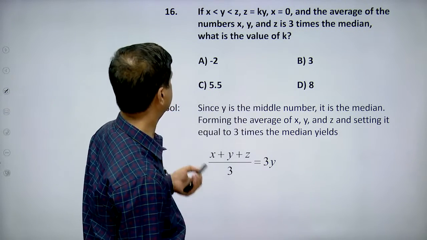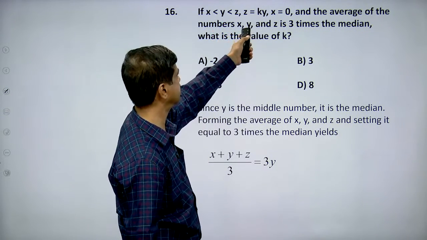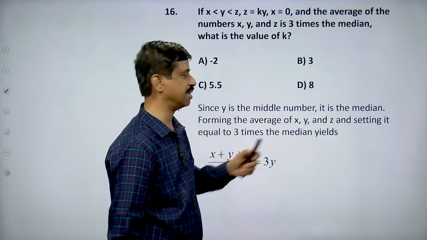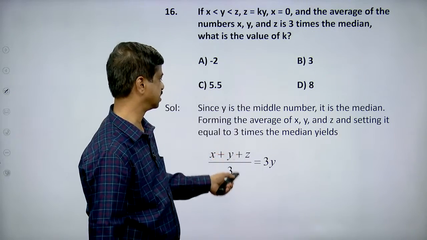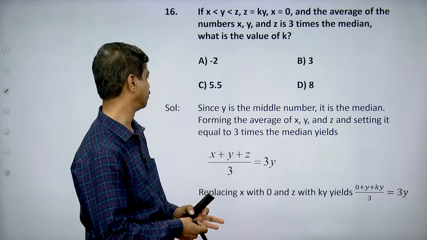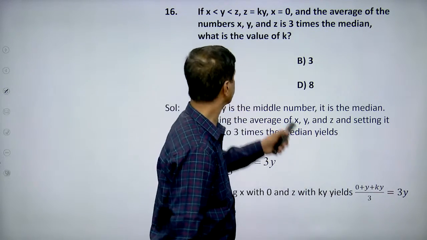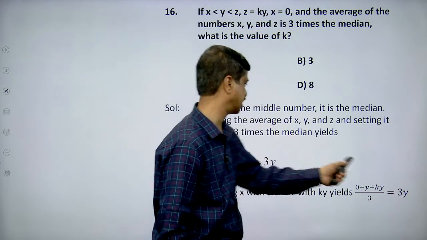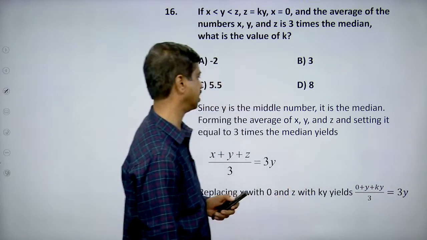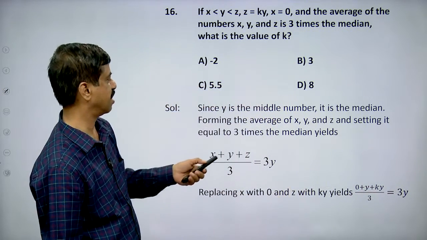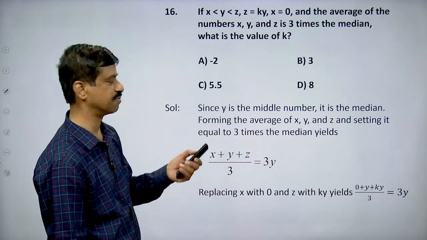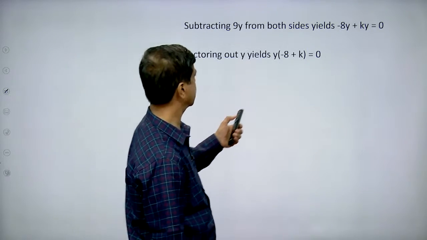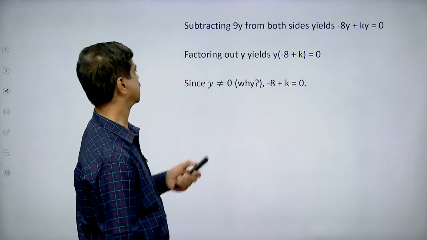The average is 3 times the median. Median is the middle term, children, isn't it? So the median of x, y, z is y. So the average is 3 times the median, he said. So (x plus y plus z) by 3 is 3y, but x is 0. So taking x as 0 and z equal to ky, (y plus ky) by 3 equal to 3y. So you can take y common and cancel it. K plus 1 equal to 9, k equal to 8. Right, children? You will get k as 8.